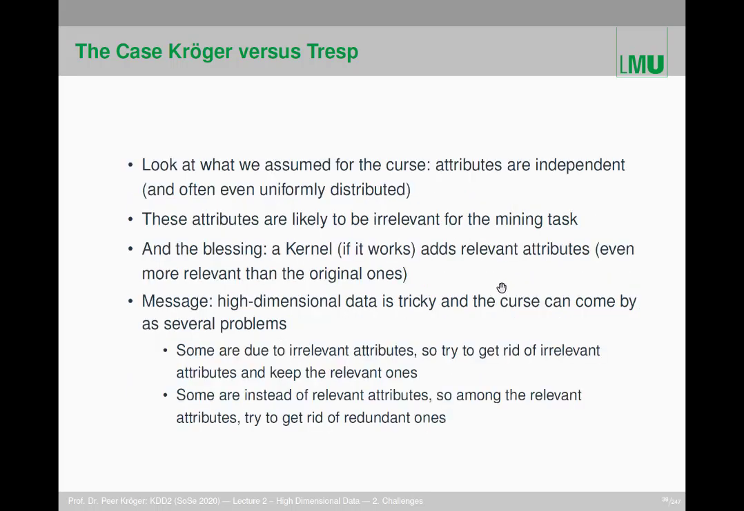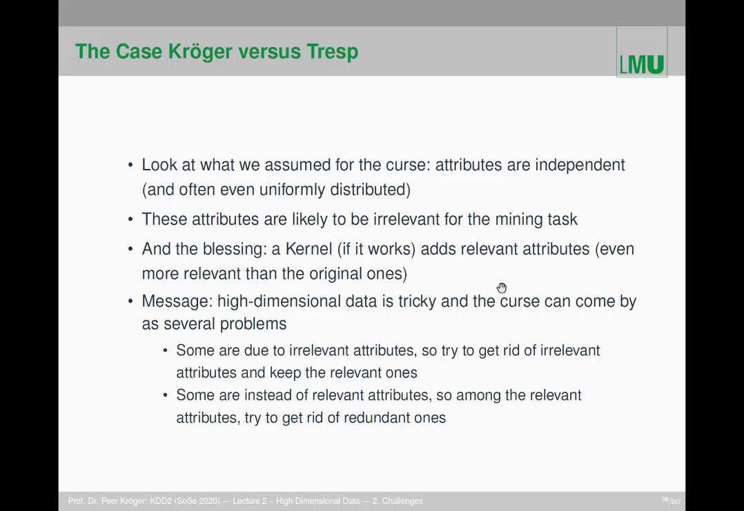So what is the point? Well, in our case of the curse, look at what we have assumed. We have assumed attributes, features, are independent and typically also uniformly distributed. So these attributes are very likely to be completely irrelevant for the data mining task. If it's just a uniform distribution, what kind of pattern would you expect? Nothing. That's exactly the point. So as long as you have uniformly distributed features, they are just noisy features, and you end up in a curse. And of course, the more attributes you have, the more likely it is that you get irrelevant features.